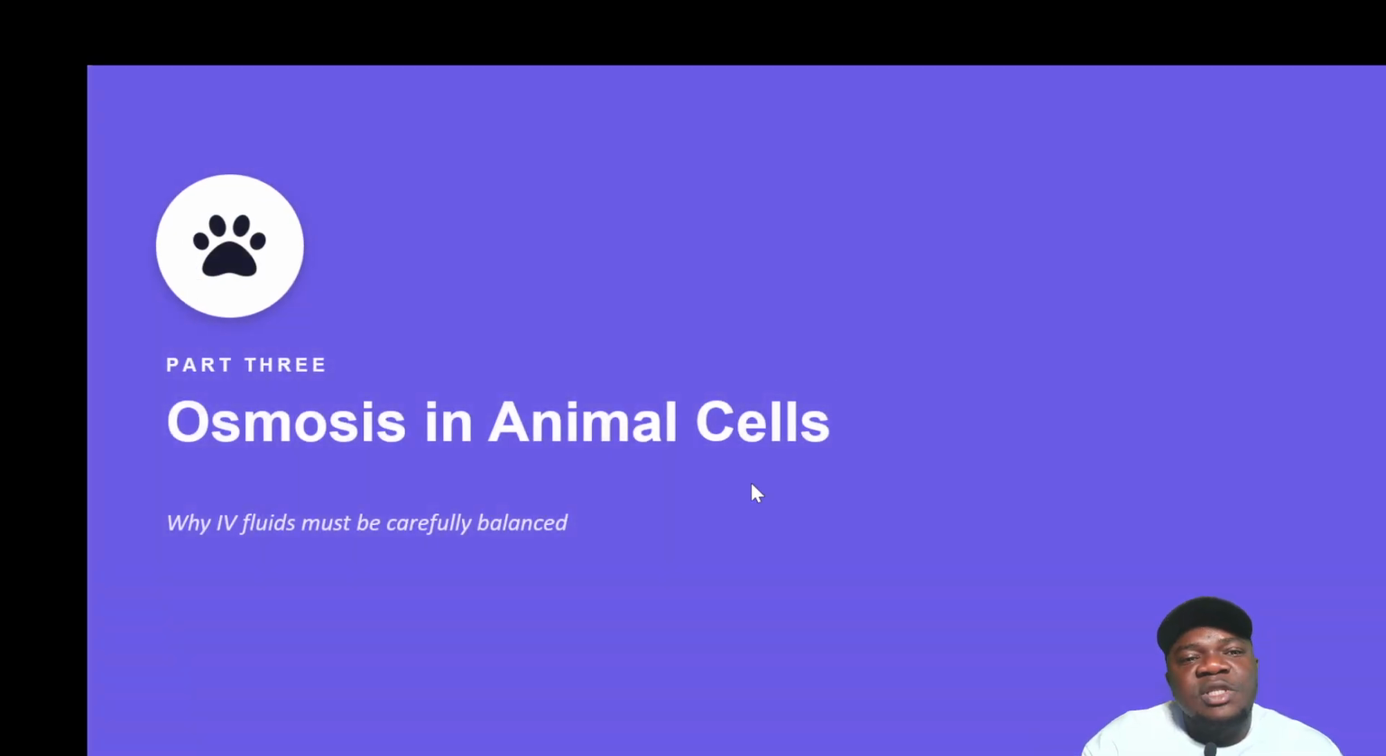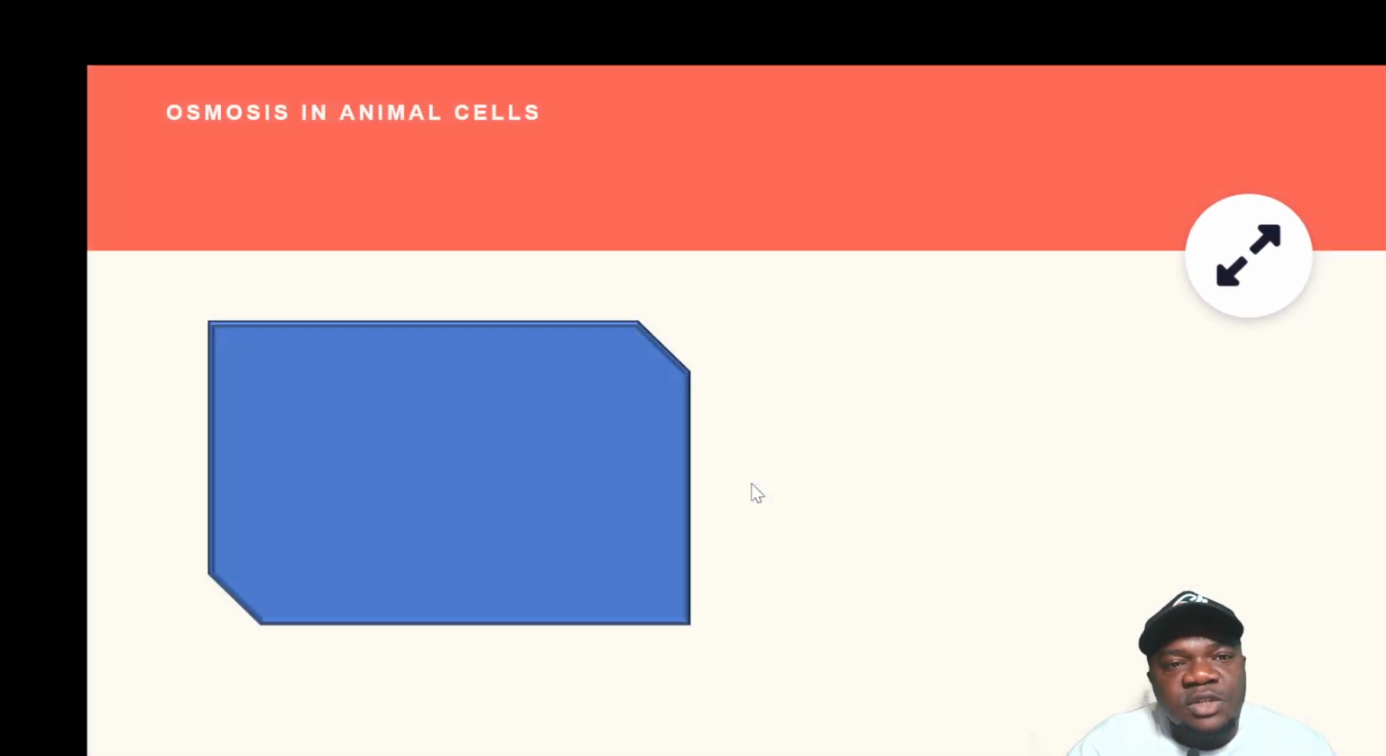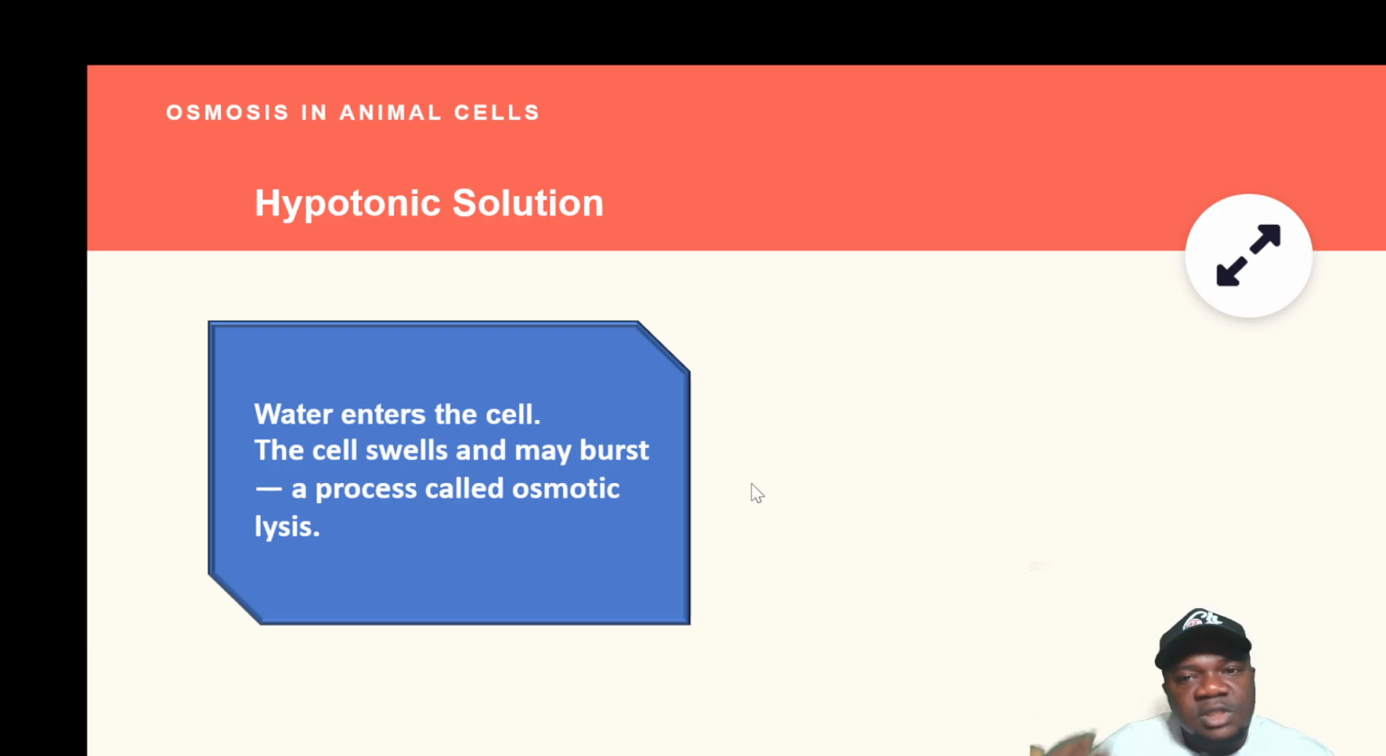Okay. All right. So osmosis in animals. How does this affect animals? All right. So for this, you can see that in a hypotonic solution, the same thing occurs just as in the plant. Water enters the cell, it becomes swollen, and the cell may burst depending on the amount of water. So it can burst if the content of water is very, very high. Okay, so this process is called osmotic lysis.